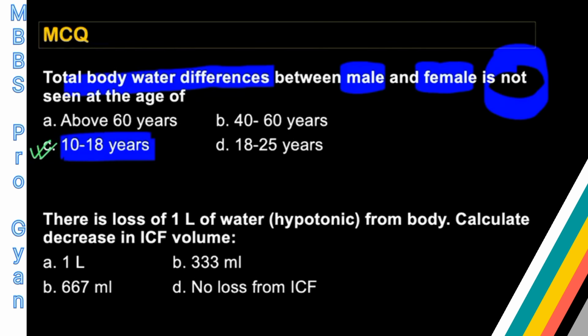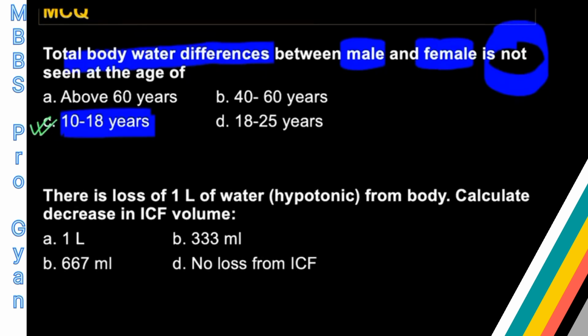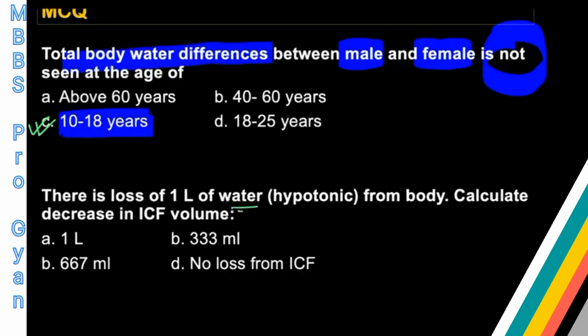So this is an MCQ of Gyton. Your answer will be 10 to 18 year. Up to 10 to 18 year, the difference between male and female body water distribution is not different. And the last question is, there is loss of 1 liter of water from your body. So water, I told you, free water means hypotonic. If there is loss of free water, hypotonic water, which volume will be decreased?